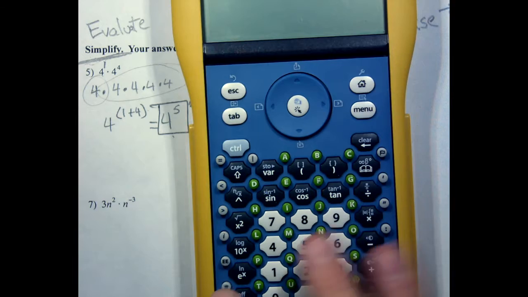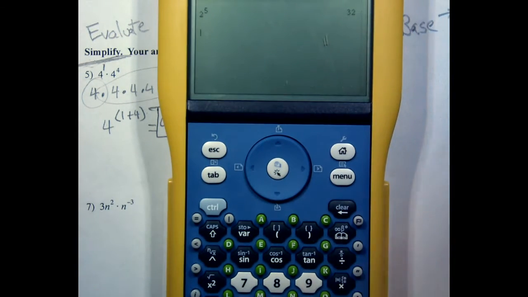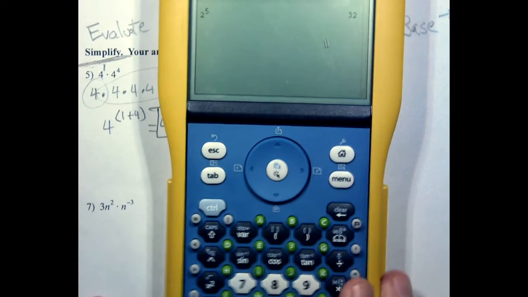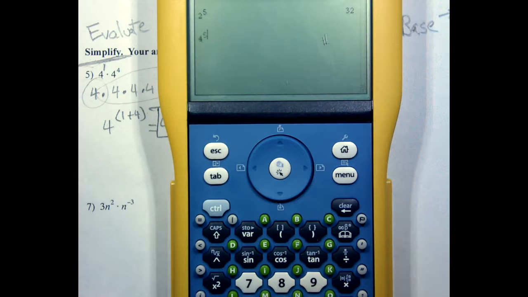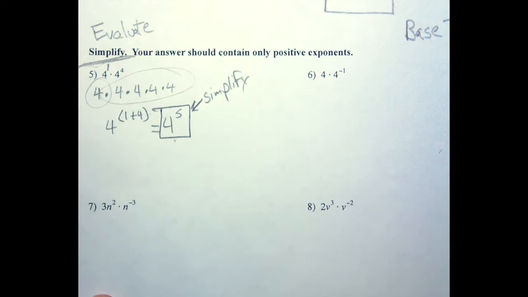256. Let's see if Mr. Adams is right. 4 raised to the 5th power. Oh, 1024. Yeah, what was I thinking? Yeah, I was off by 1.